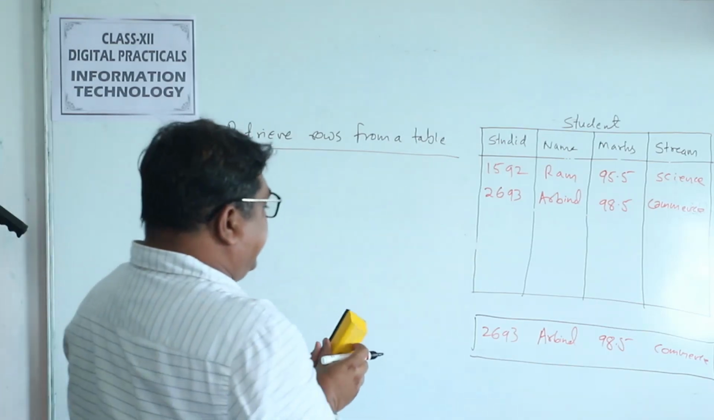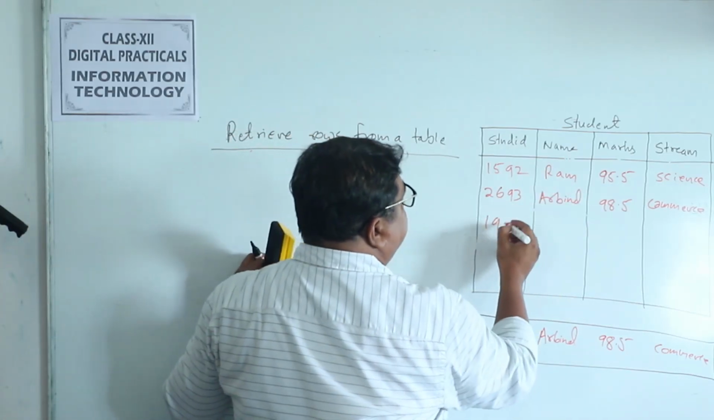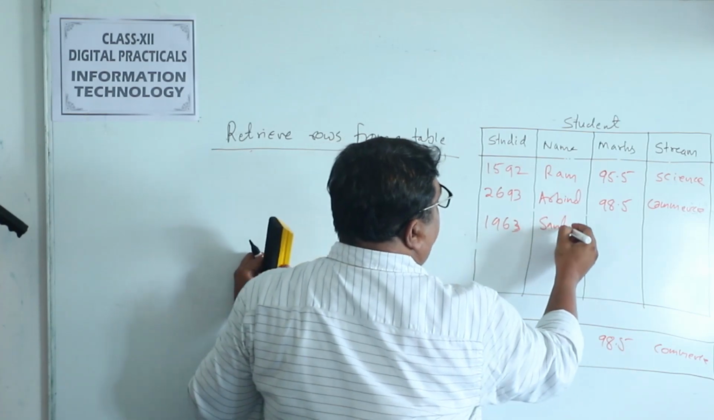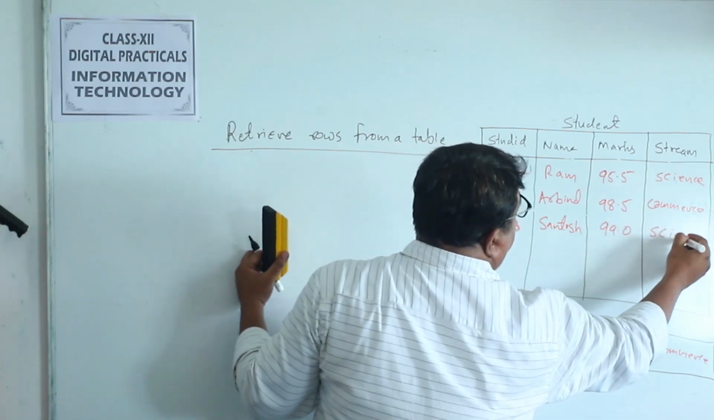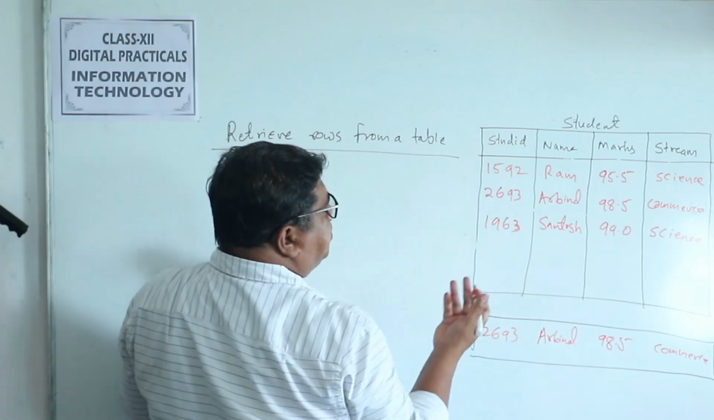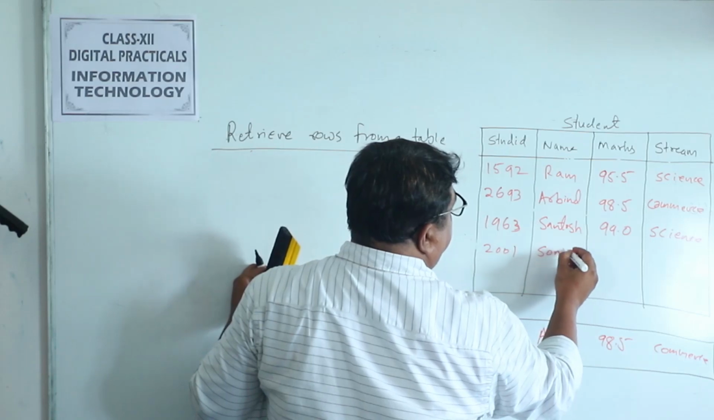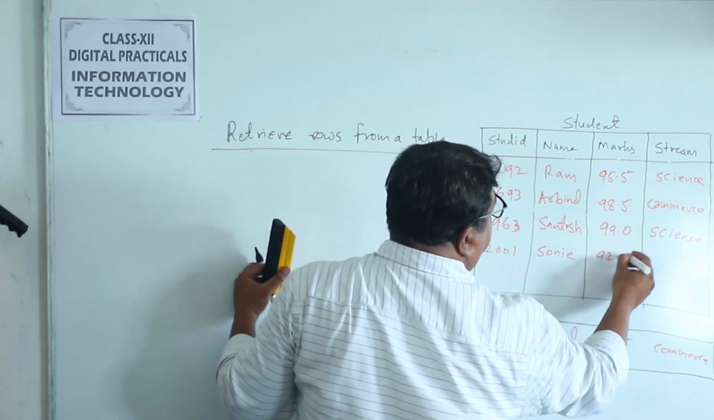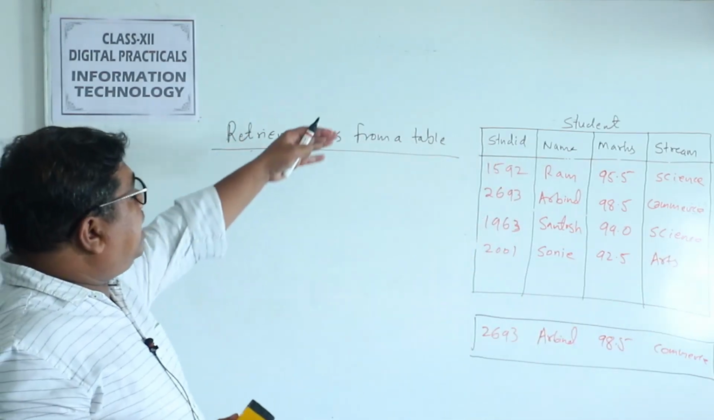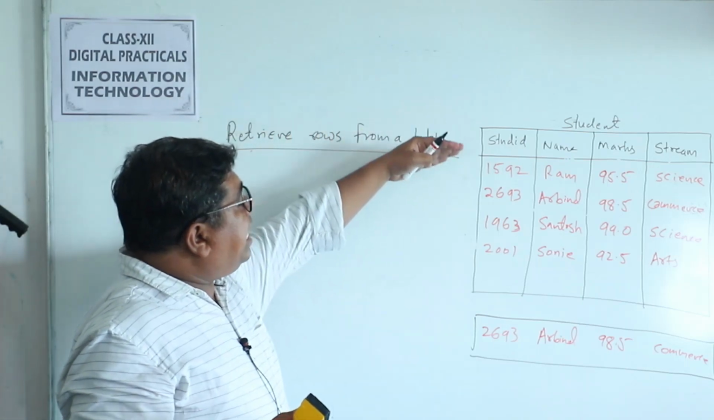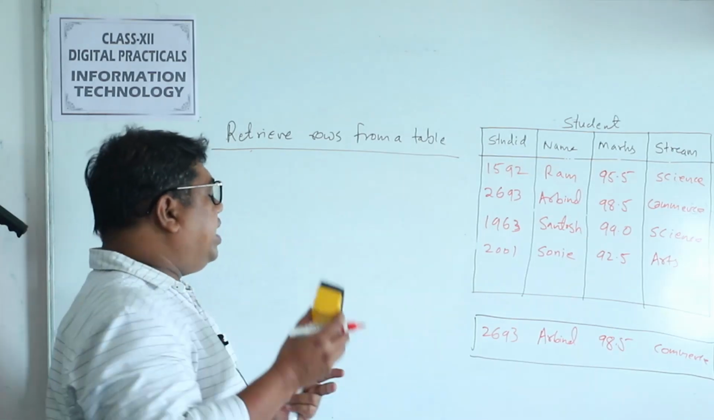Suppose I am adding some rows to the table using the insert command. Suppose 1963, Santosh, 99.0, science. I am adding some rows so that it will help you to display the output. Suppose 2001, Sony, 92.5, arts. So I have a table with those 4 rows, and I want to retrieve the rows from the table. So how are we going to retrieve?